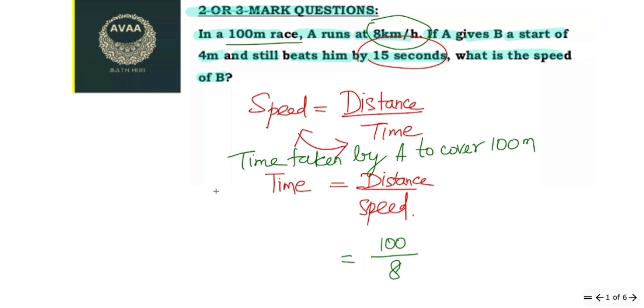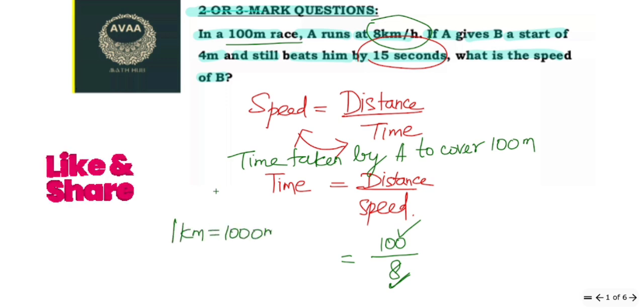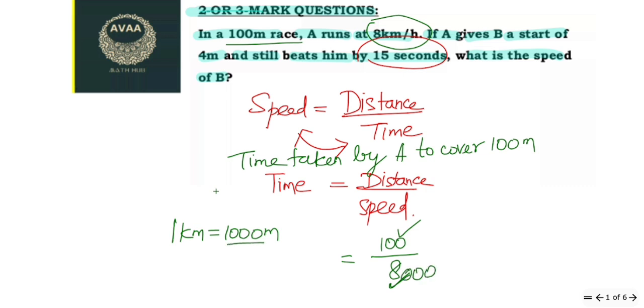Now the thing is that 100 is in meters whereas 8 is in kilometers. We'll convert our kilometers to meters. We know that 1 kilometer is equal to 1000 meters. So 8 has to be converted to meters: 8 times 1000 becomes 8000. So in the denominator we have 8000. Not only that, they have mentioned per hour. Now we are focusing on converting that to seconds because the information for the time is based on seconds. So it's better to convert our hour to seconds.